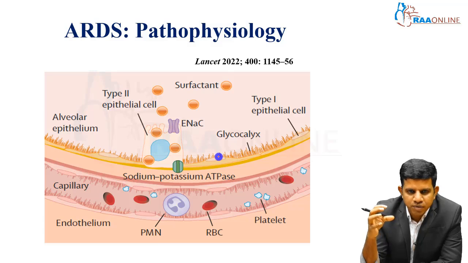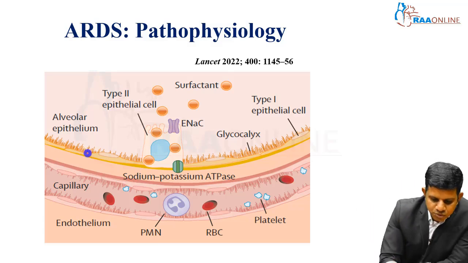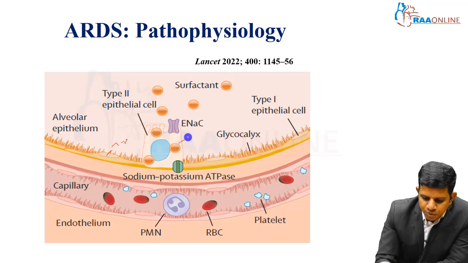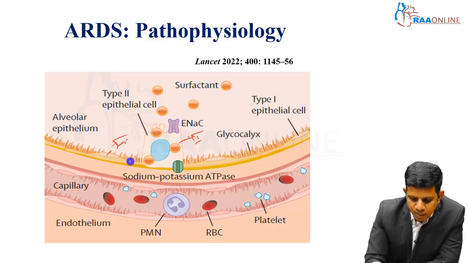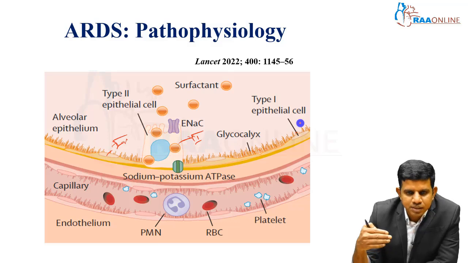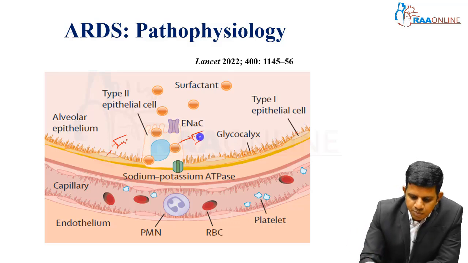How does the normal alveolar capillary membrane look? This is your alveolus. This is your alveolar epithelium. These are the type 1 alveolar epithelial cells, and these are the type 2 alveolar epithelial cells. In between there is a tight junction, and there is a glycocalyx on the alveolar side. These type 2 cells produce surfactant.